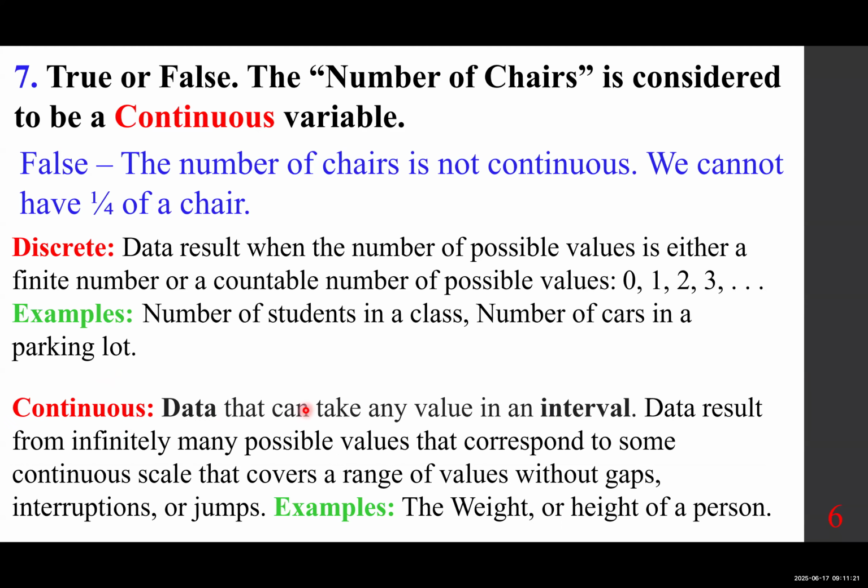Continuous. Data that can take any value in an interval. Data result from infinitely many possible values that correspond to some continuous scale that covers a range of values without gaps, interruptions, or jumps. Examples: the weight or height of a person. So in short, there is no gap. You could have a fraction. And basically, that would be the difference between the discrete and continuous. Discrete is countable.